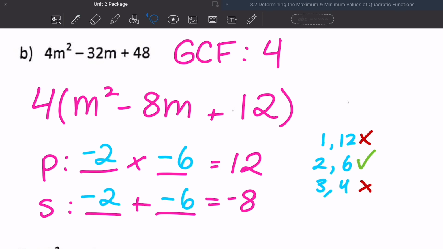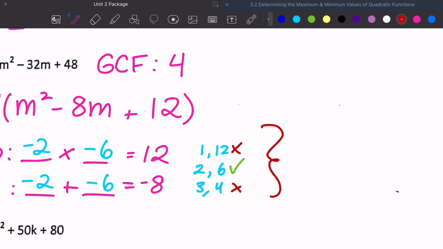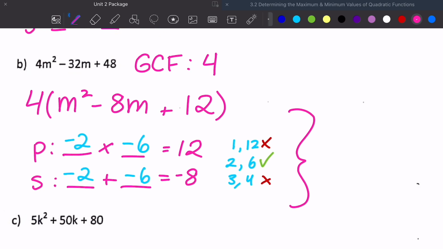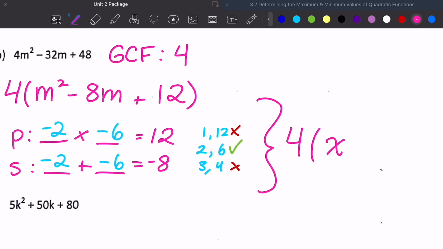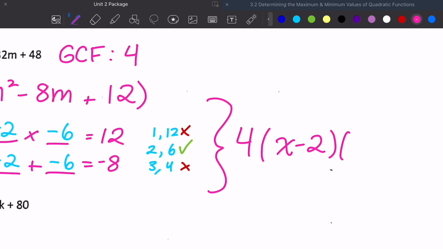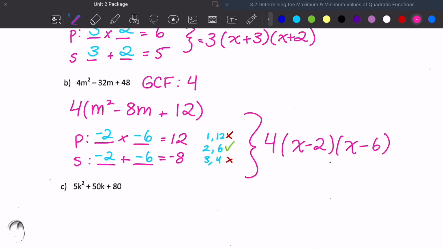All right, so then final answer, I want to go back to pink. It's going to be what we factored out in the beginning, the 4. And now I just do my 2 brackets. What are my 2 brackets going to look like? x minus 2 and x minus 6. Voila.